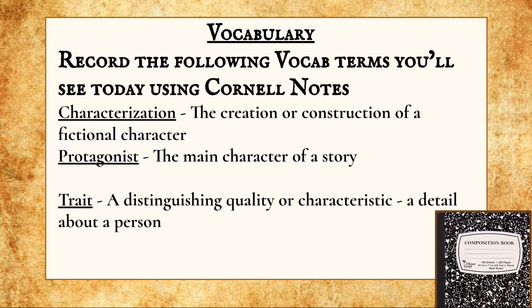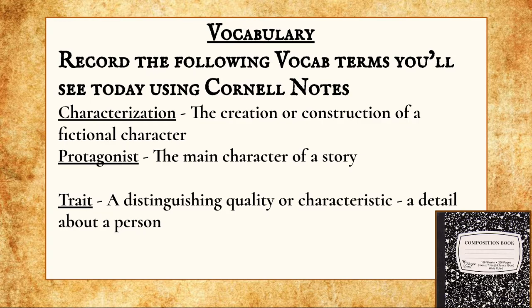Again, we're going to start off this lesson with some vocab. So we only have 3 today. You're going to use your Cornell notes again, and on the left-hand side, you're going to write characterization, protagonist, and trait. For characterization, on the right-hand side, you're going to put the definition as the creation or construction of a fictional character. For protagonist, it is the main character of a story. And for trait, it's a distinguishing quality or characteristic, a detail about a person. Go ahead and pause the video now and make sure you take these down.